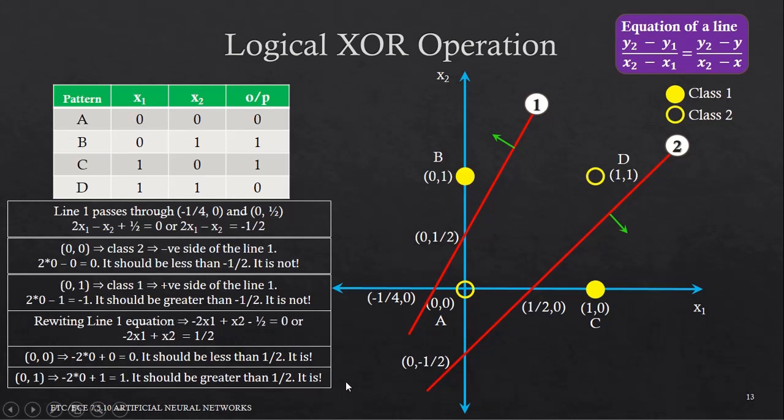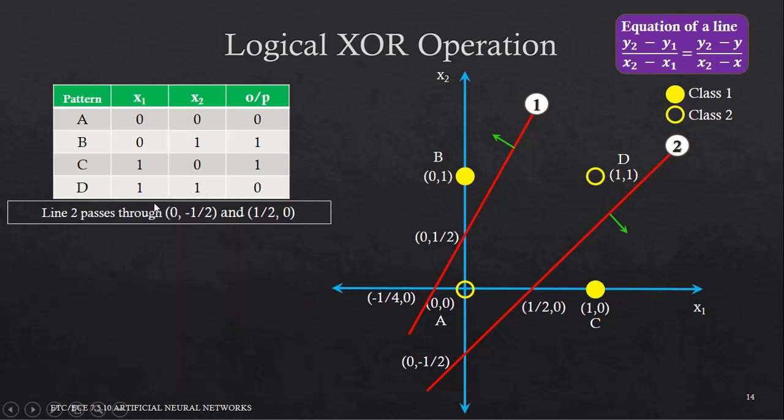Assume that the second line passes through the points 0, minus half and half, 0. Pause the video for a minute or two and come up with the appropriate equation of the line that will be implemented as a TLU. Go ahead, give it a try.